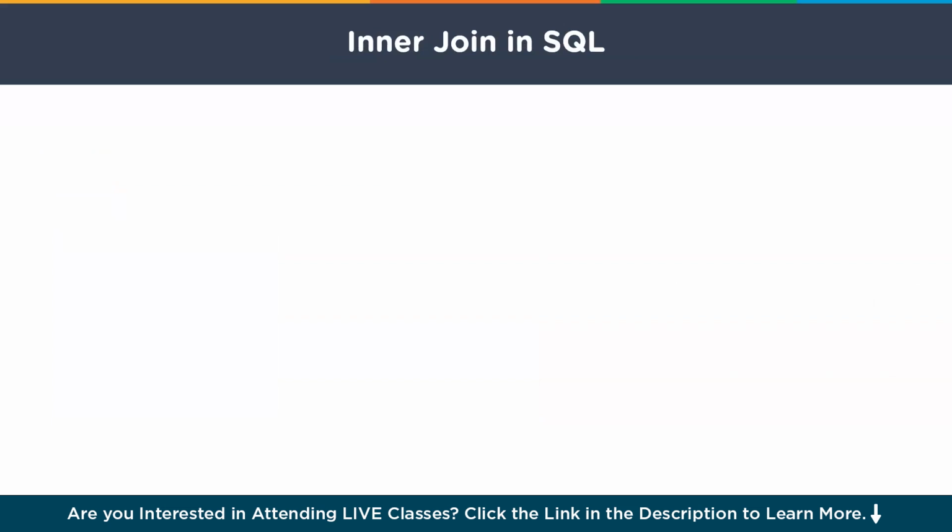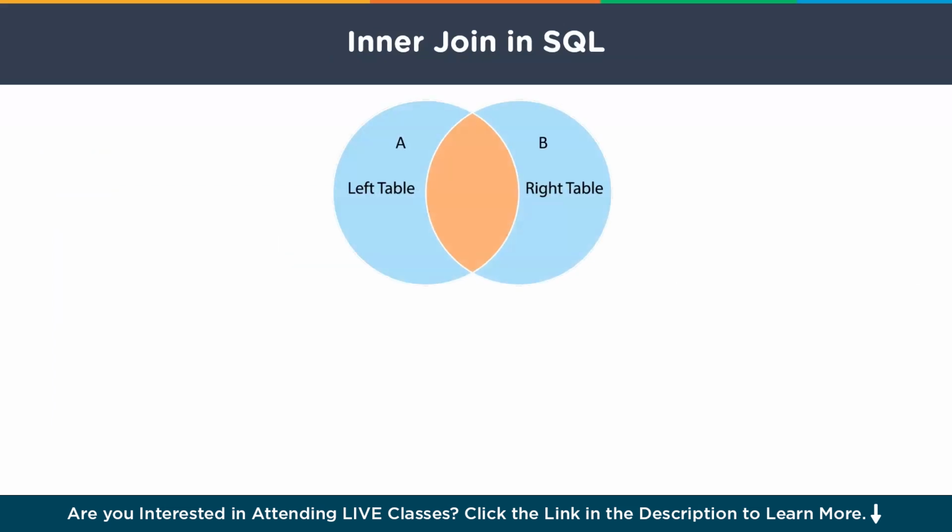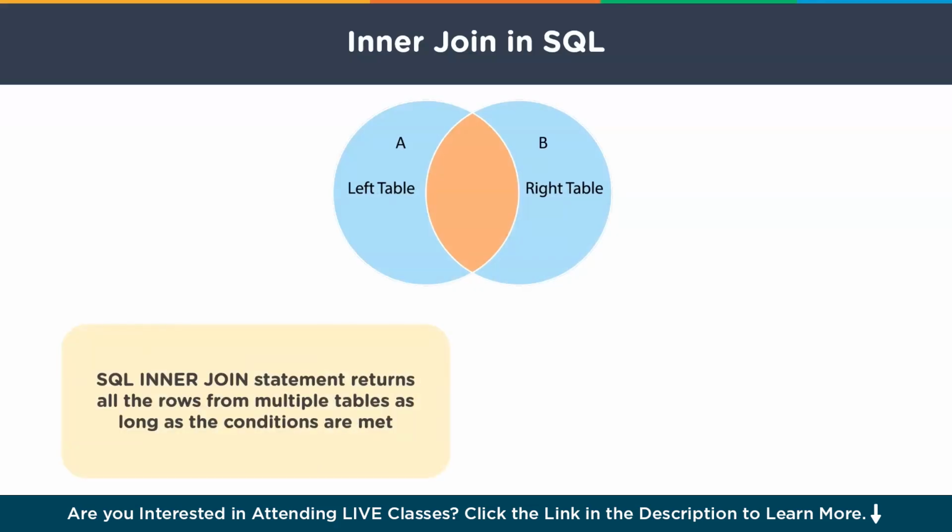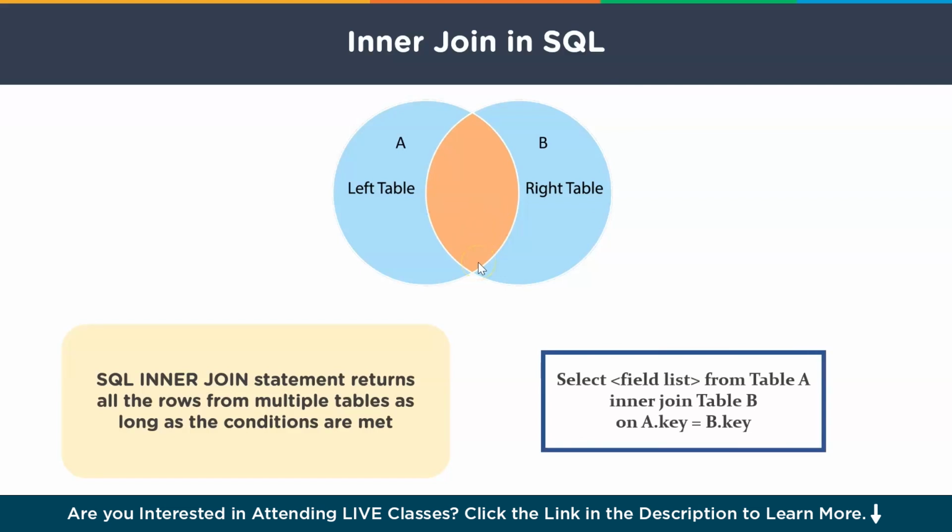So first we have an inner join. The SQL inner join statement returns all the rows from multiple tables as long as the conditions are met. From the diagram above, you can see that there are two tables, A and B. A is the left table and B is the right table. The orange portion represents the output of an inner join, which means an inner join returns the common records from both the tables. Now you can see the syntax here.